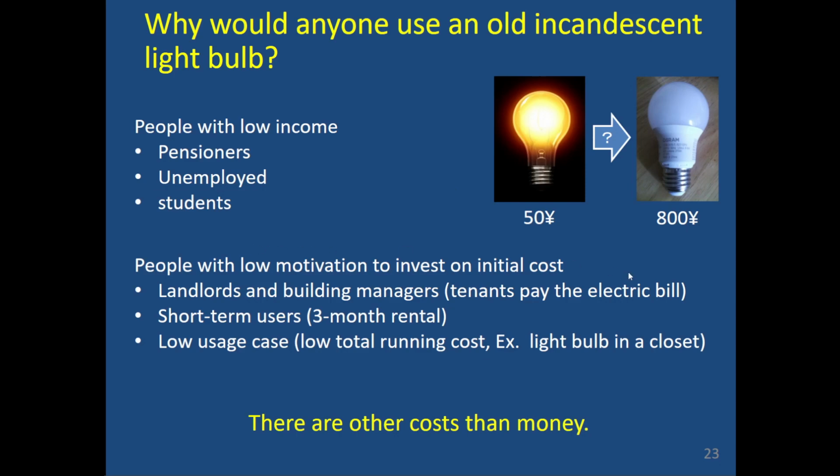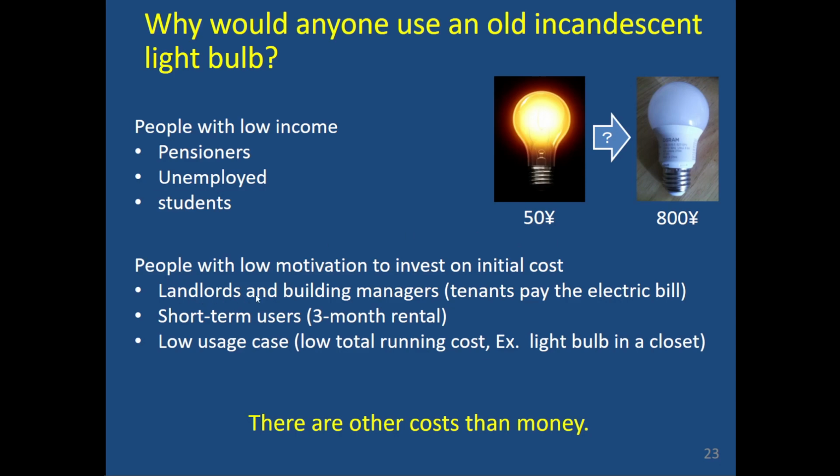Then even if you do have the money, maybe there's a low motivation to invest in the initial cost. For example, if you're a student, maybe you go to a long-term internship somewhere for 3 months, and you get an apartment. You're not going to buy the LED bulb for the apartment if you're going to leave 3 months later. You'll think the cheap 50 yen bulb is good enough, maybe. I just explained the low usage case, the low total running cost. So a light bulb in a closet, I don't use it much, so a cheap one saves money.